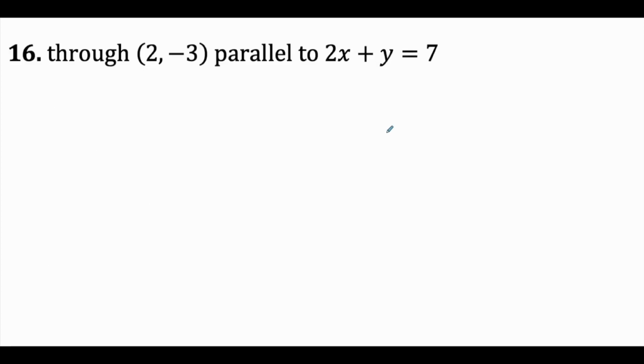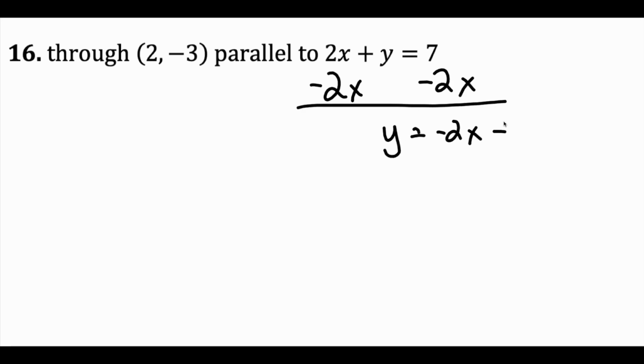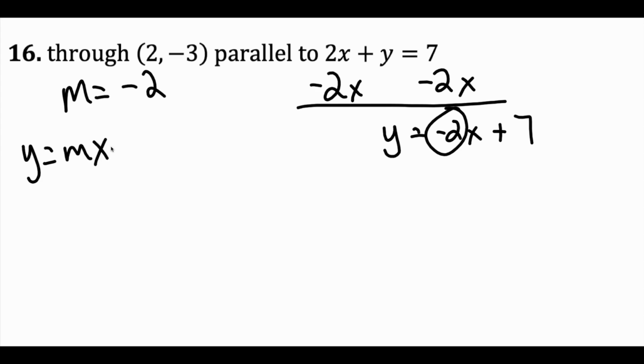Next up, for a parallel line, first of all, I need this to be by itself. So y equals negative 2x plus 7. For a parallel line, I'm taking the exact same slope. So I'm going to do the same thing. Y is negative 3. M is negative 2. I stole that from my parallel line.